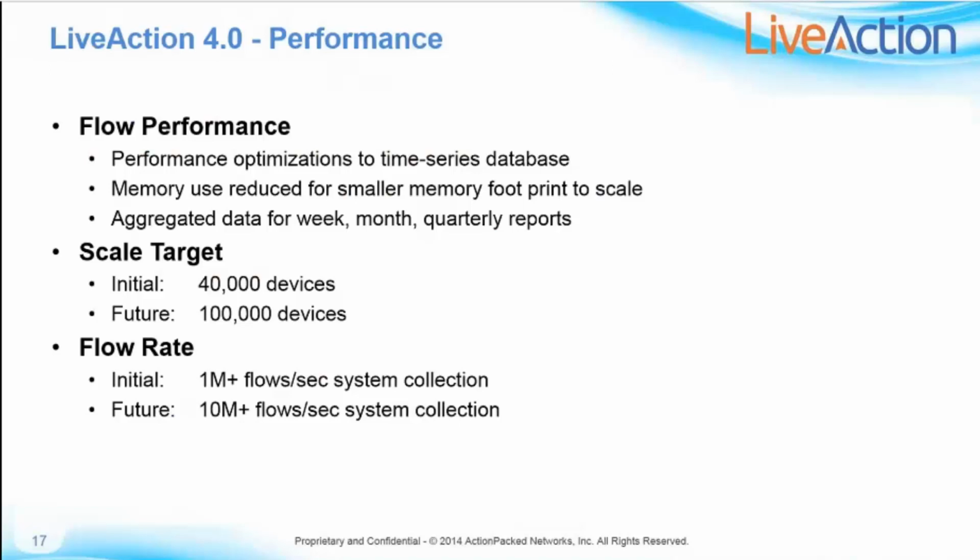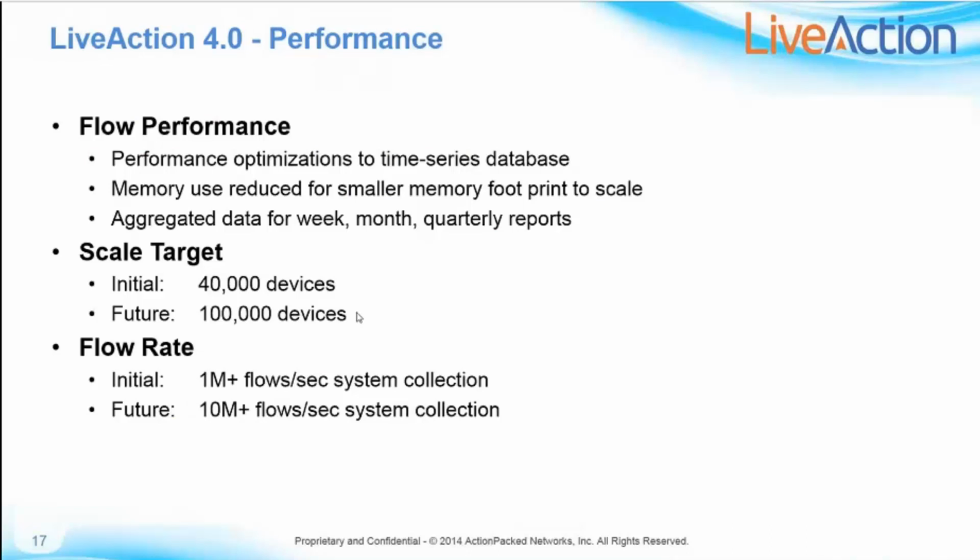So with LiveAction 4.0 performance, it is once again performance optimization to the time series database. Memory use has been reduced for a smaller footprint and aggregated data for week, month, and even quarterly reports. Initial release performance for 4.0 is 40,000 devices, and in our future releases by the end of the year, we'll be able to scale to monitor 100,000 switches or routers in your network.